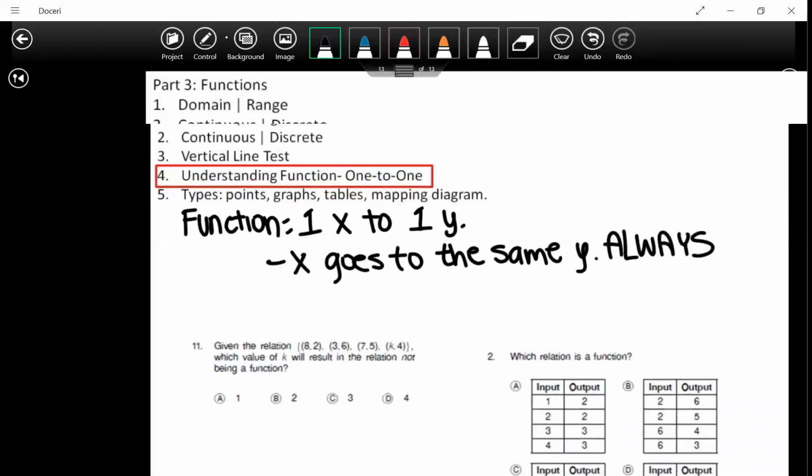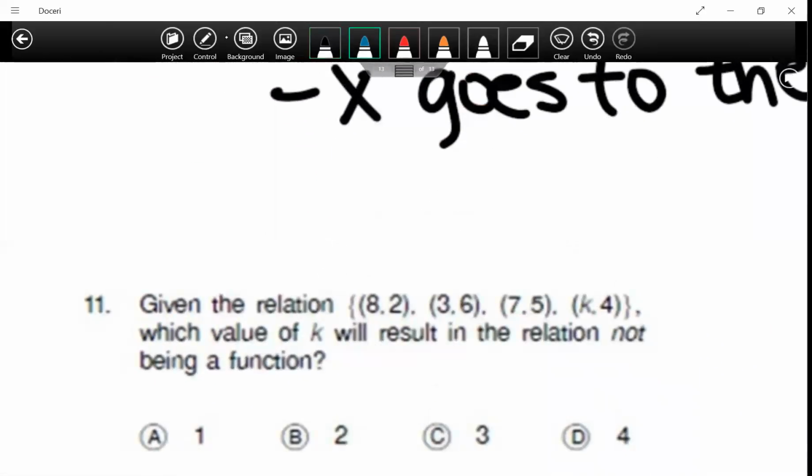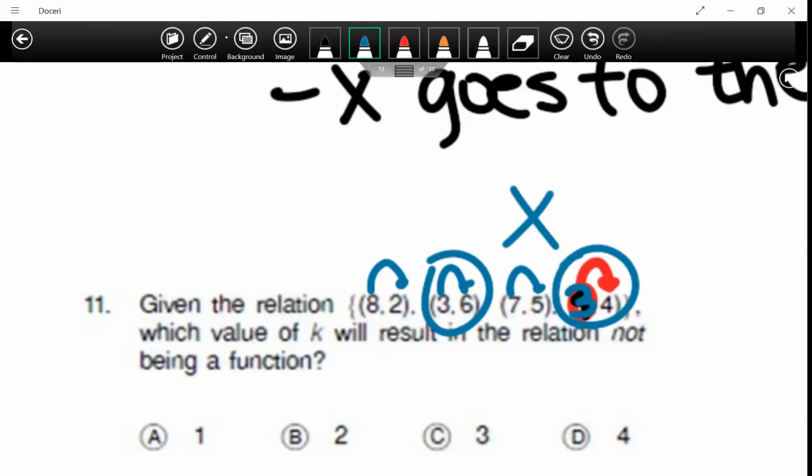So looking at my coordinate points for number 11, I know that 8 goes to 2, 3 goes to 6, 7 goes to 5, and I'm trying to look for k that goes to 4. So what values can I input that will make it true? If I put 4 in here, that'll make it a function. One input to one output. If I put 3 in there, which is going backwards, 3 goes to 6, but then 3 goes to 4. This would make it not a function, so that would be my error.